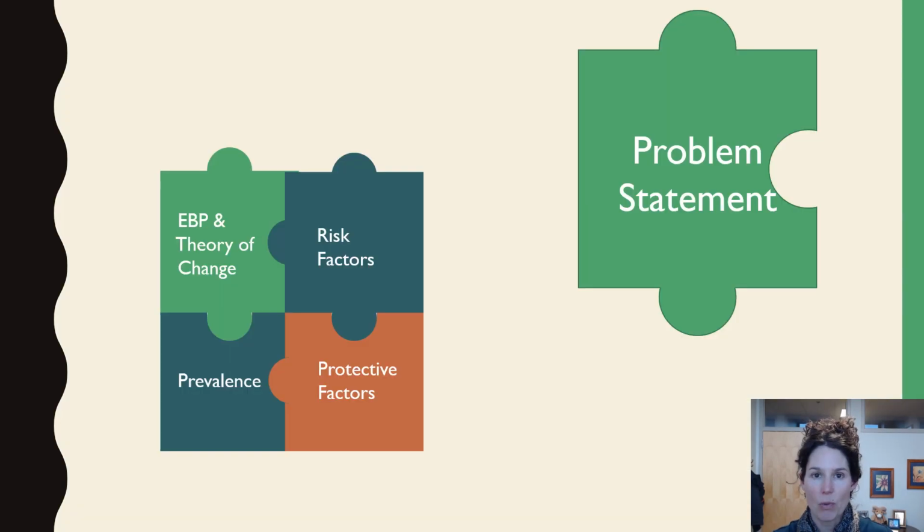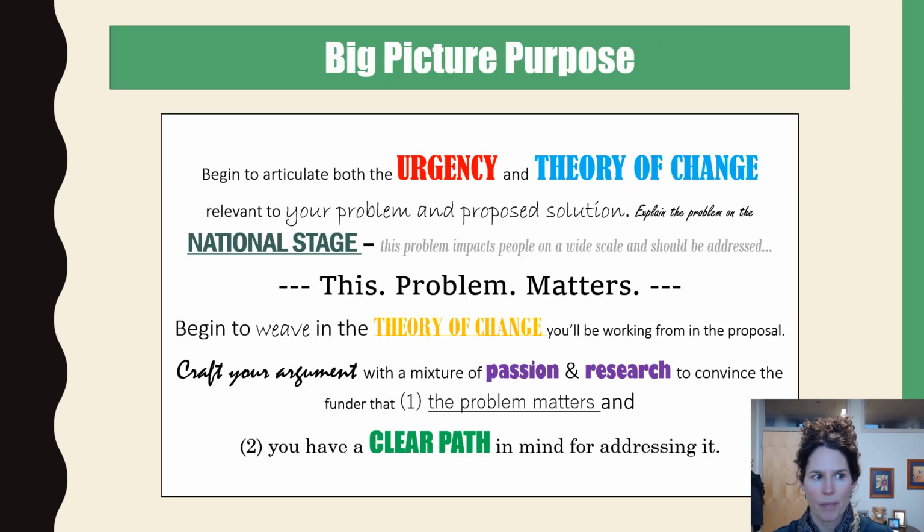So as I mentioned in the requirements, the problem statement essentially starts with the prevalence and then moves to risk and protective factors, and then your theory of change as it relates to your evidence-based program. So you're really trying to set the framework for your grant proposal by building a sense of the magnitude of the problem, that it matters, and how you're going to go about changing it.